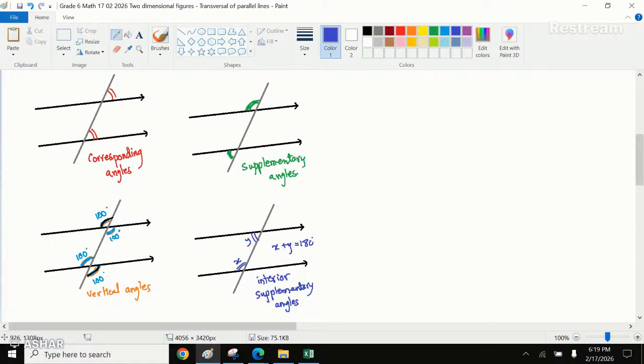Okay, let's have a look at another pair of angles. Let's try the questions and then we'll have a better idea, right? Or they are also known as same side interior angles. Okay, let's move ahead with the question. Let's have a look at the question.